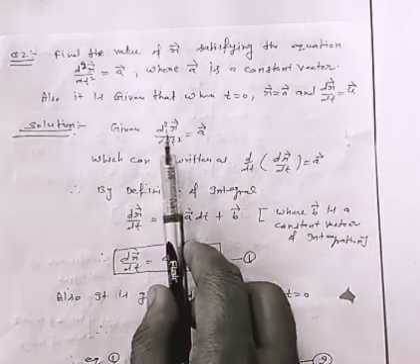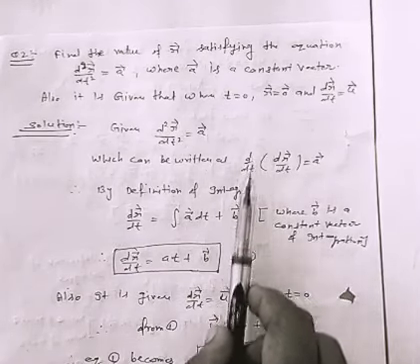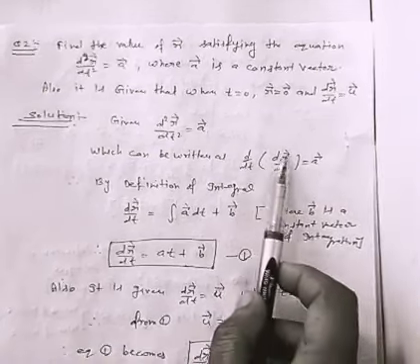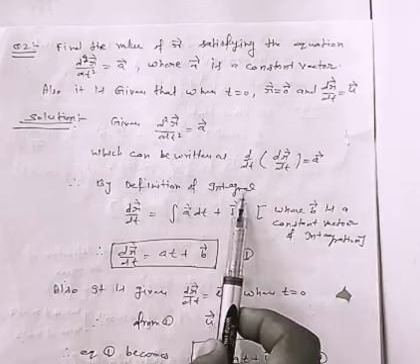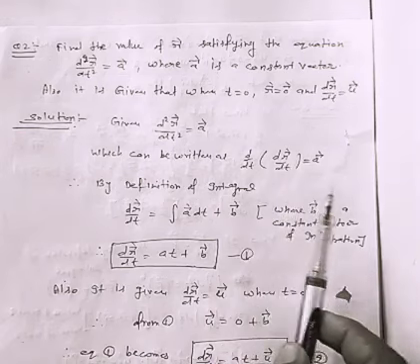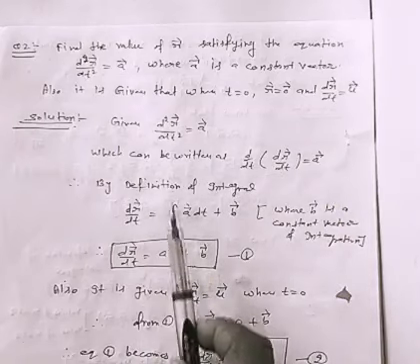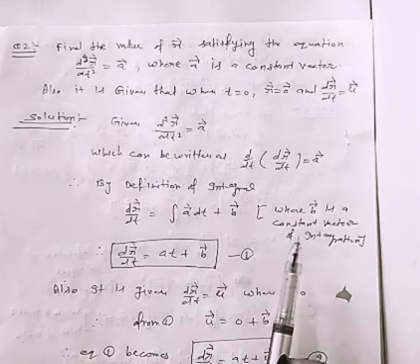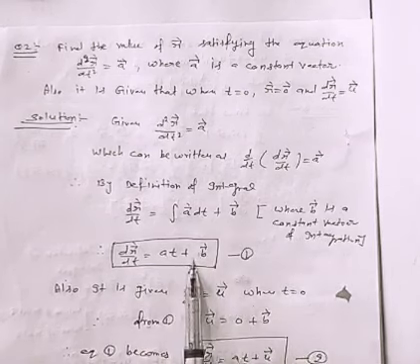Given that d2r by dt square is equal to a, which can also be written as d by dt of dr by dt is equal to a vector. If we consider that term as capital F vector and that term as small f vector, then by the definition of indefinite integral, capital F vector is equal to the integral of f dt plus a vector, say c. So according to that question, we write dr by dt is equal to the integral of a dt plus b vector, where b vector is a constant vector of integration. So therefore dr by dt is equal to a times the integration of dt, t, plus b vector.